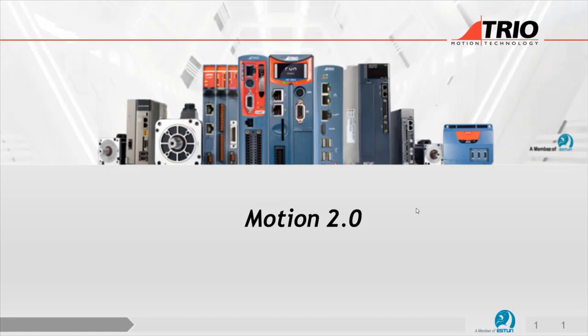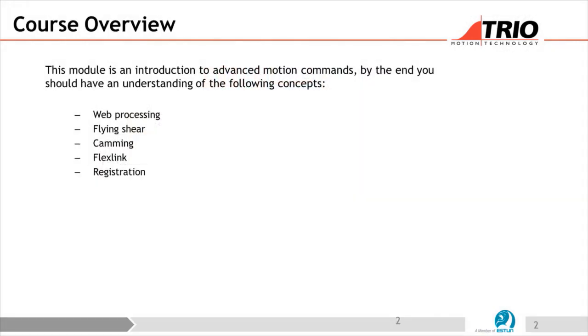Within Motion2, we're looking at the way it operates with continuous motion rather than point-to-point motion. So one axis following another one, that kind of thing. Some people call this web processing. So the web being some kind of thing going through a machine.